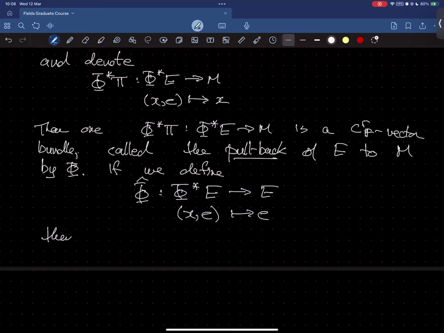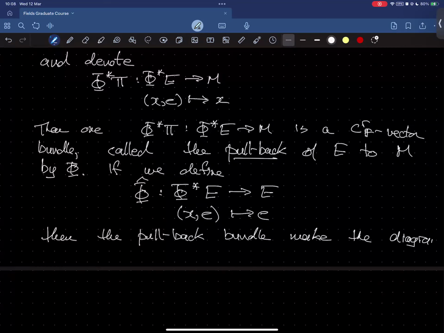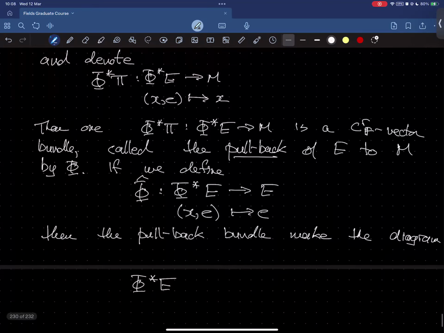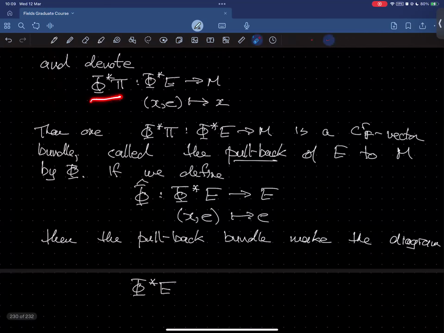Then the pullback bundle makes the diagram E, phi star E. So I have two mappings now going from phi star E. One is this and one is this.